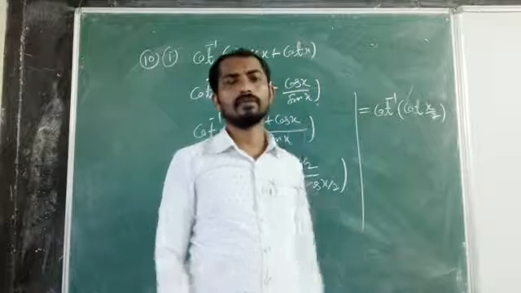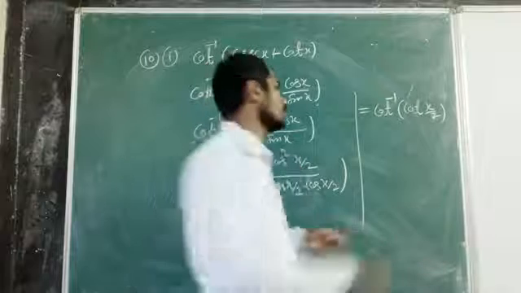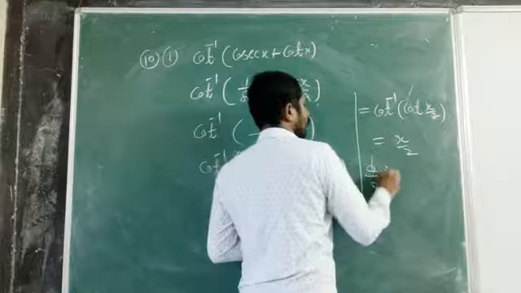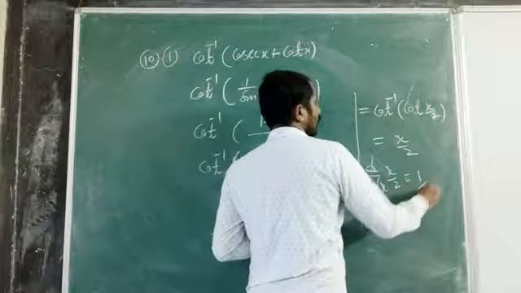After simplifying we got cot x by 2. Now you can apply the formula. Cot inverse of cot x by 2 is how much? x by 2. Now d by dx of x by 2 is equal to 1 by 2, which is the answer.